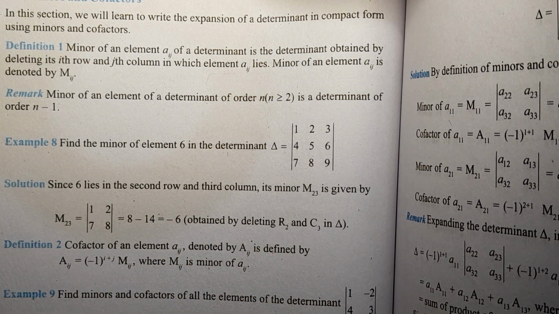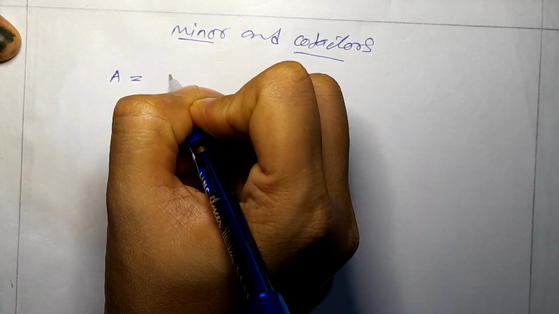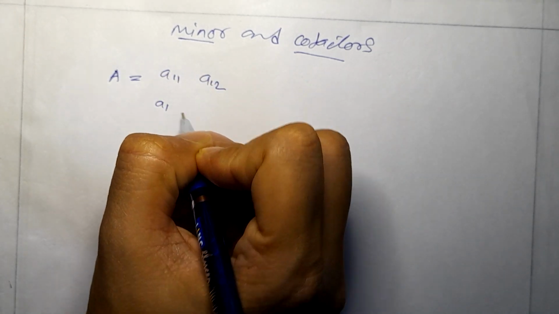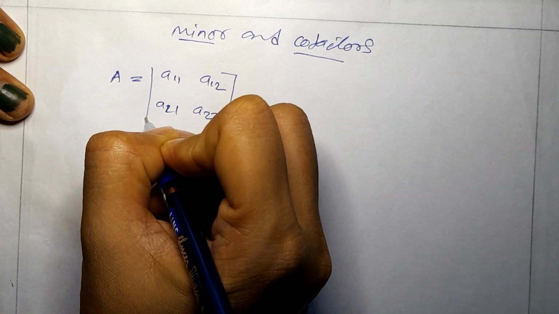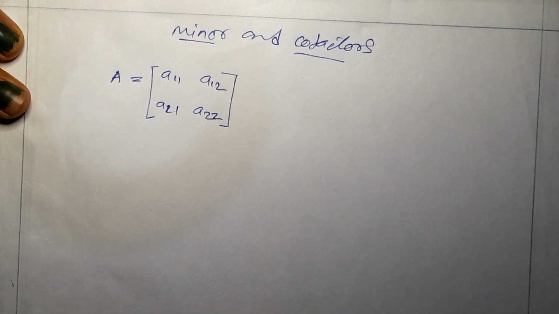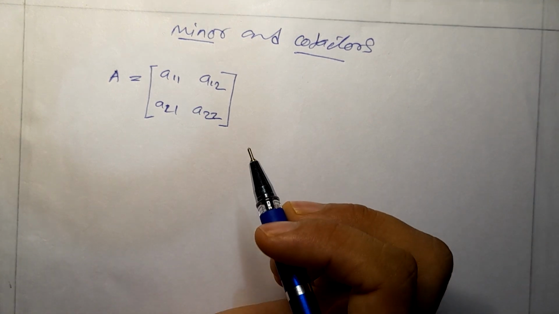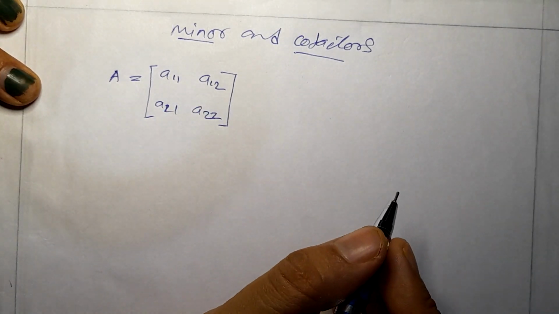So I'll deal with the example. This is the minor. I'll take the 2 cross 2 matrix as well as 1 cross 1 matrix. So if it is a 2 cross 2 matrix, this is the matrix A, and this is A11, A12 and A21, A22. These are the elements of the matrix. Now we are going to find a minor of Aij. Minor of Aij is represented by Mij.